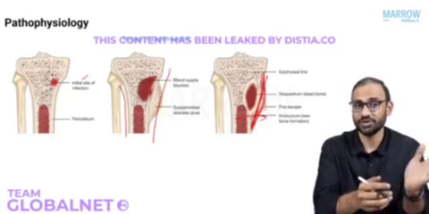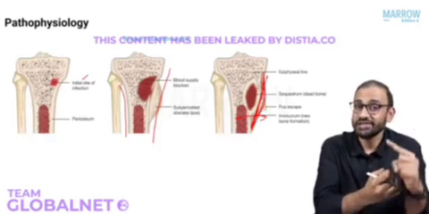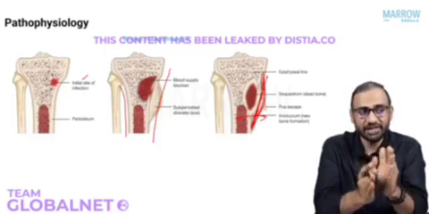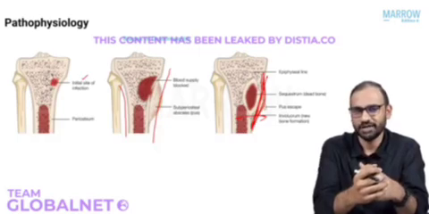Remember, we read this in bone tumors also. So it's a reaction of the periosteum to an insult. And the aim of this periosteal reaction is to basically contain the spread of the pathology. That is your body's defense mechanism. Right? So what happened again?